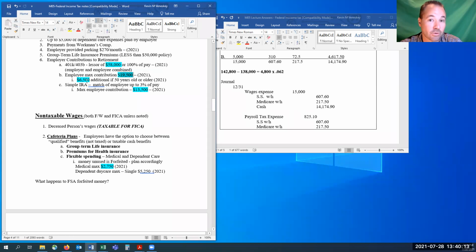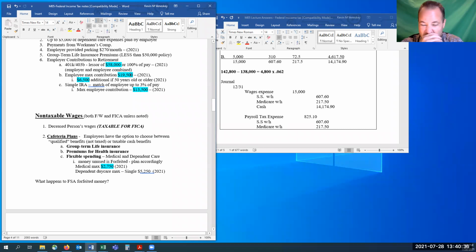You can add in an additional 6,500. So you can actually put in up to 26,000 if you are 50 and older. These go up a little bit every year, about $500 to $1,000. This doesn't here, but these go up about 500, and this goes up about 1,000 every year.